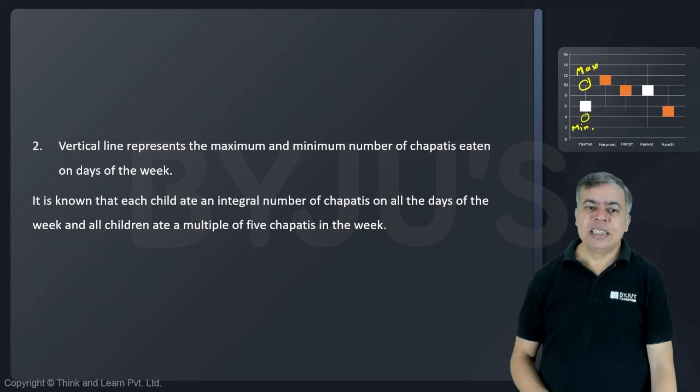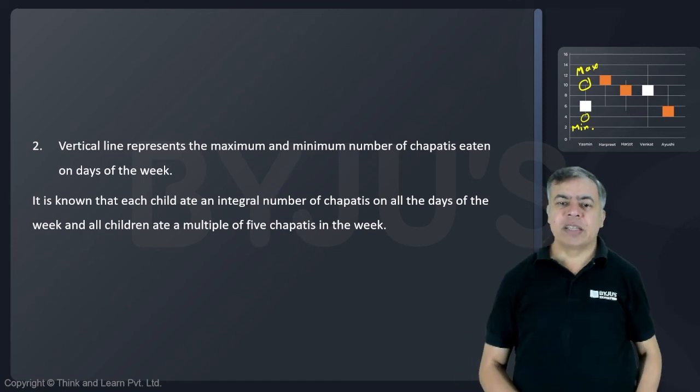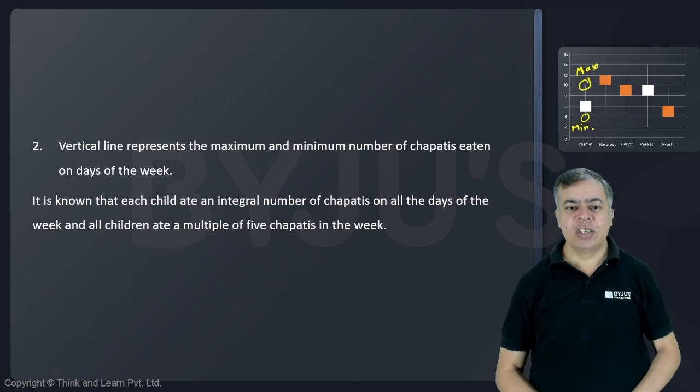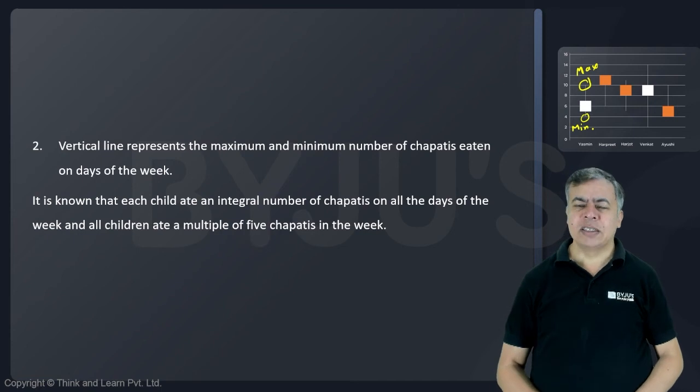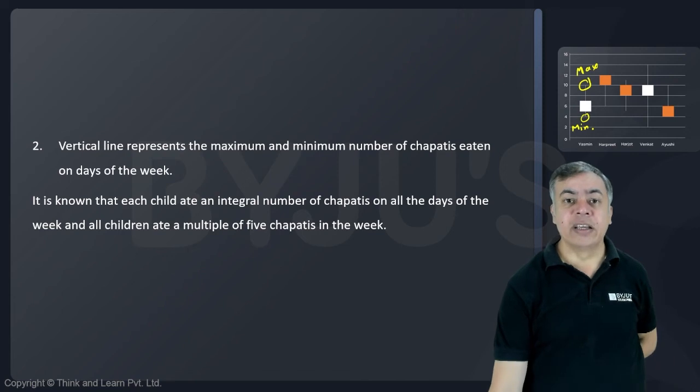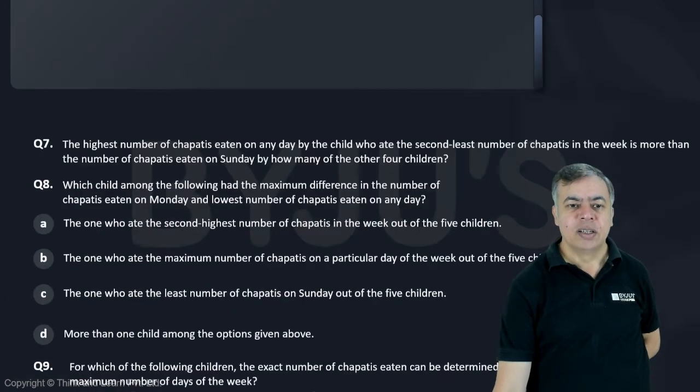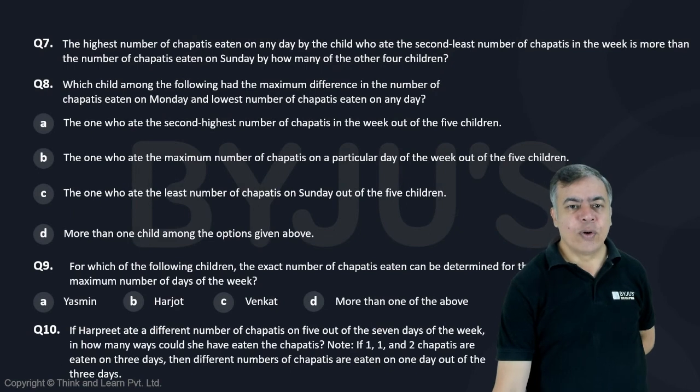It is known that each child ate an integral number of chapatis on all the days of the week, and all children ate a multiple of 5 chapatis in the week. So that is the total. You should not have difficulty in reading the bar, because it is all multiples of 5. Okay, and then there are 4 questions based on this. These are question numbers 7, 8, 9, 10. You can see that there are 4 questions based on this.